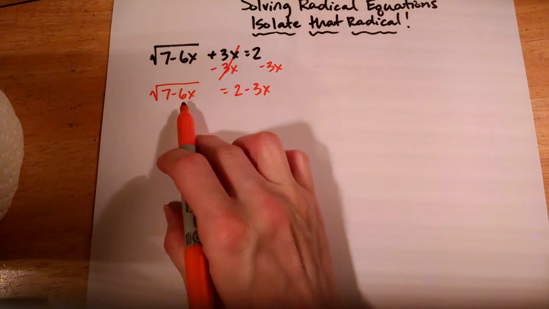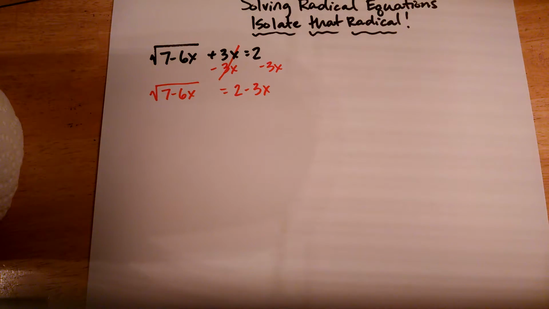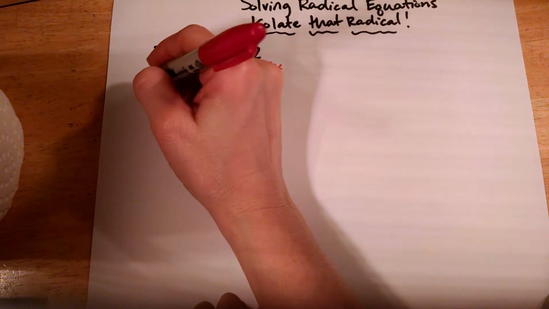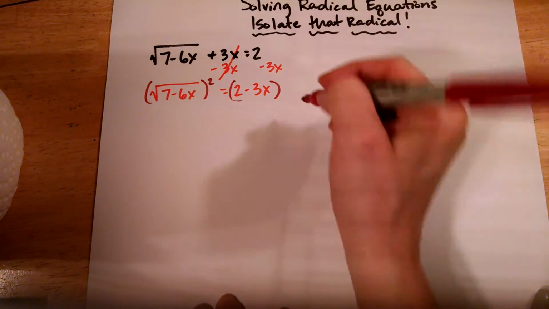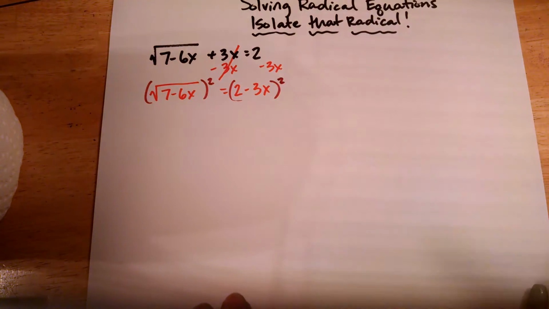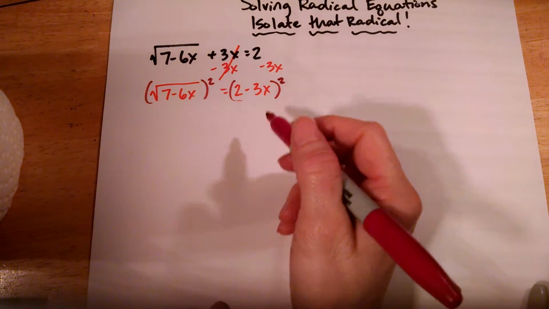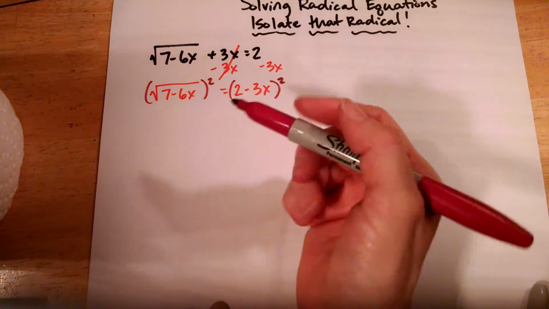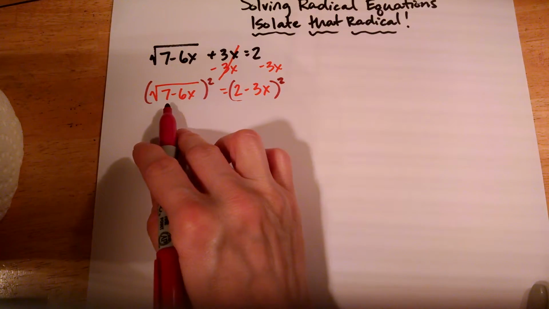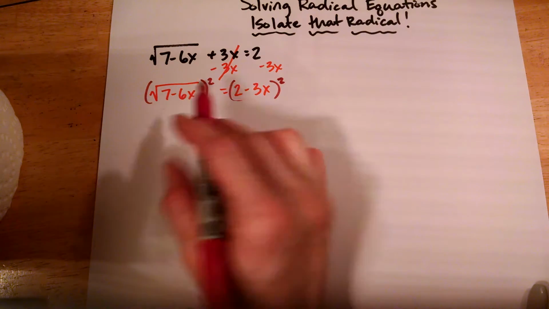Okay, now this is the only thing on the left side of the equation. So to get rid of that radical, I need to square everything here. So I'm going to square this, and this is now a binomial, and I'm going to have to square that as well. Okay, so let's go ahead and square it. So when I have a radical multiplied by itself, it becomes just the radicand. In other words, the numbers on the inside here.